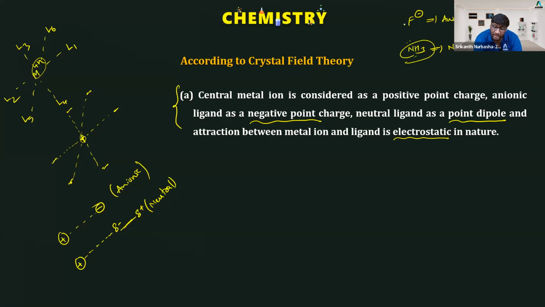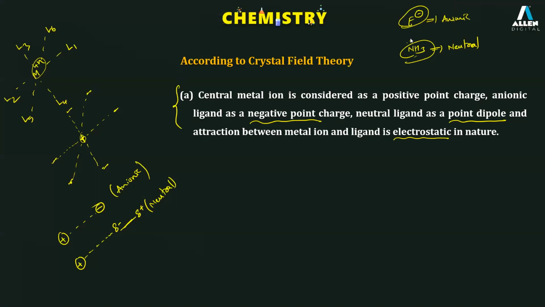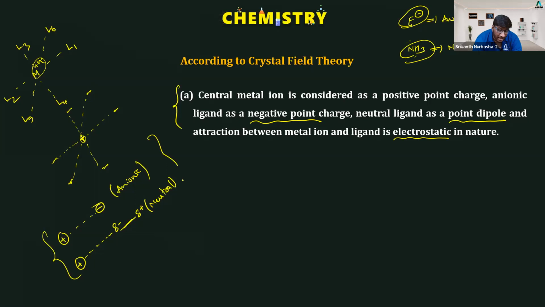But among ammonia and F minus, which is a strong field ligand? NH3, ammonia. From this logic, where should the anionic ligand be kept? In the strong field ligand series? Yes or no? From this logic of a positive point charge having great attraction with a negative point charge, we should categorize all the negatively charged anionic ligands as strong field ligands because more attraction would be there. And obviously, if more attraction is there, they are going to be repelling the inner d electrons greatly. So they should be categorized as strong field ligands.